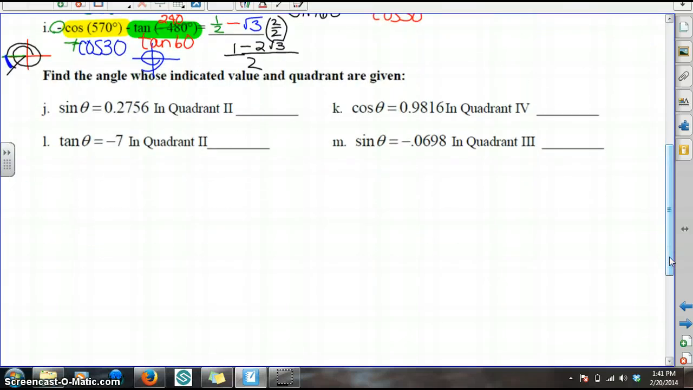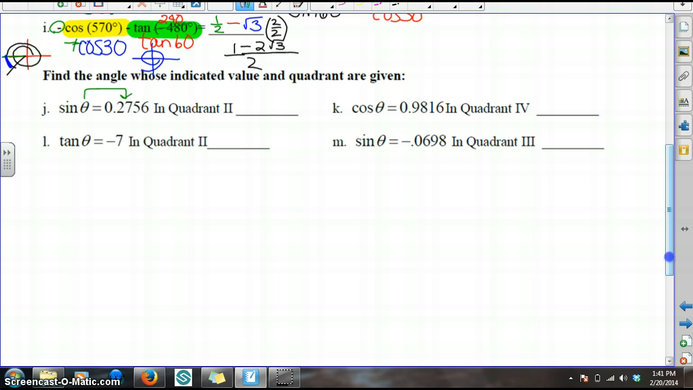Finally, on our agenda, we need to take the anti-trig function, or the inverse trig function, and find the angle to which it belongs. This is probably the hardest of our 4 jobs, and so I'll do these questions each with you one at a time. The first thing that I need to do is to rewrite example J as an inverse function.